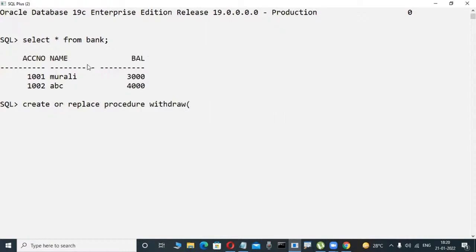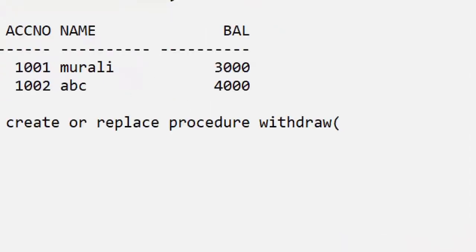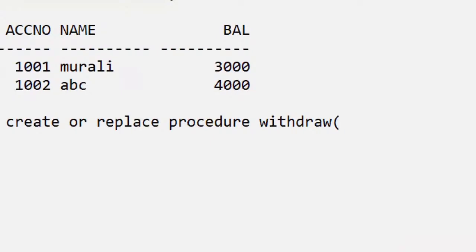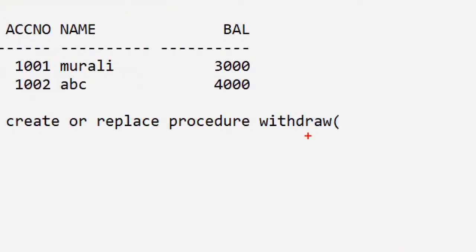Slowly observe here. There is a table. In my project, I try to implement one small scenario only: withdraw. Actually, in real time, big packages contain withdraw, deposit, all these things. But here I'm giving only a small task in a procedure.